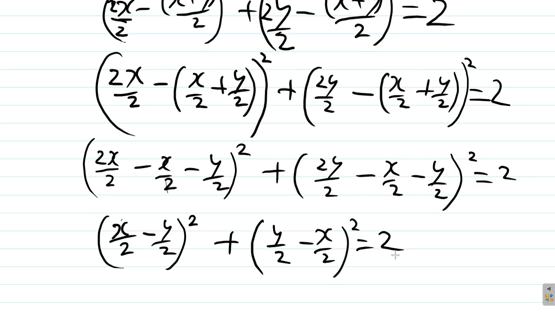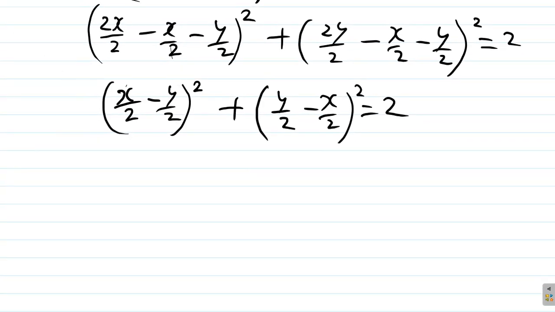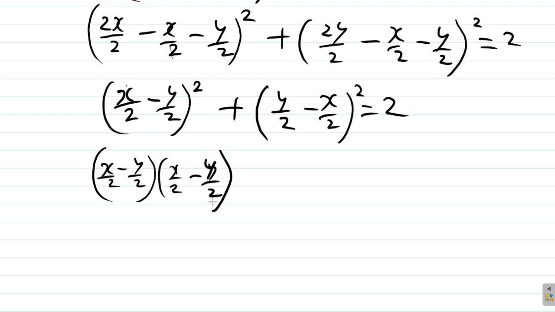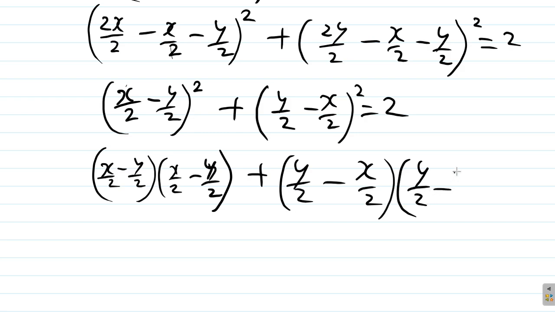So then, this is what? x over 2 minus y over 2 times x over 2 minus y over 2, plus this is y over 2 minus x over 2 times y over 2 minus x over 2 equals 2. Alright?